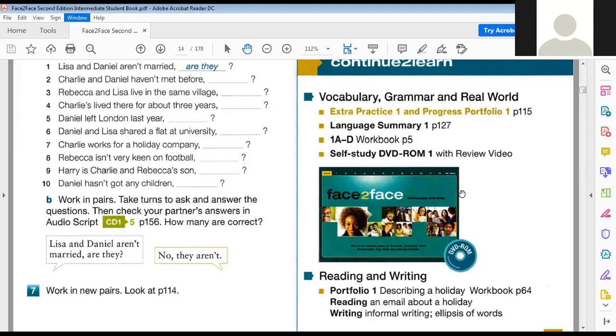But in this course, will we do the writing section or no? Separately, you mean, writing?